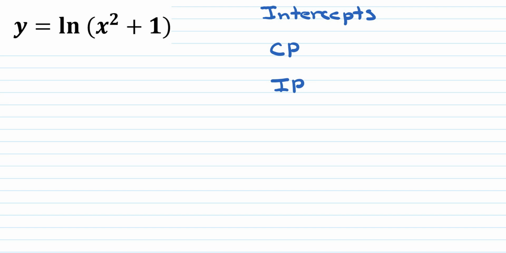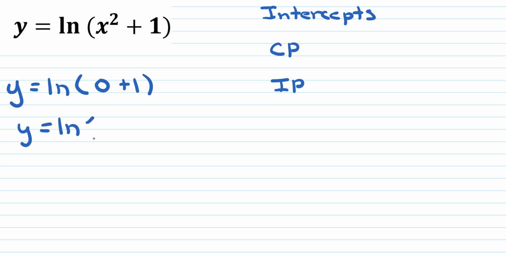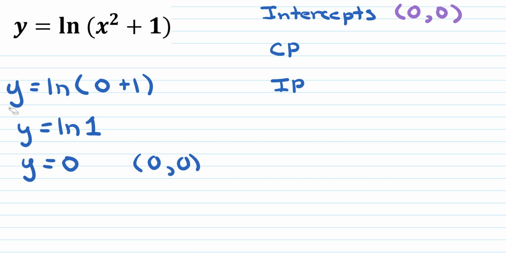All right, so let's take a look at the next graphing question here. And once again, I will start off by looking for the intercepts. So I like to look for the x-intercept first. So I let x be equal to 0. So this will be 0 plus 1. And ln of 1 is equal to 0. So it turns out that my x and y intercepts happen at the point (0, 0). Okay, so this will be (0, 0). All right, so that's done.